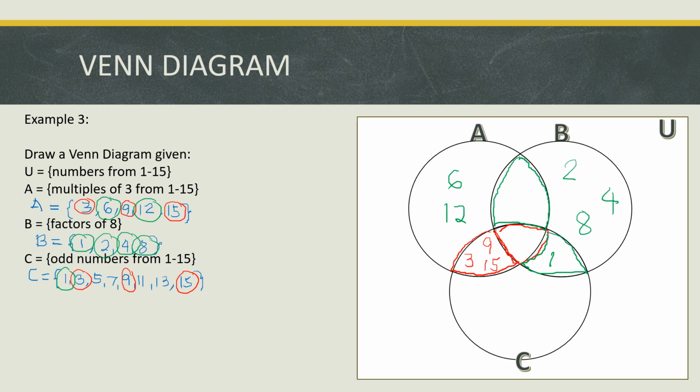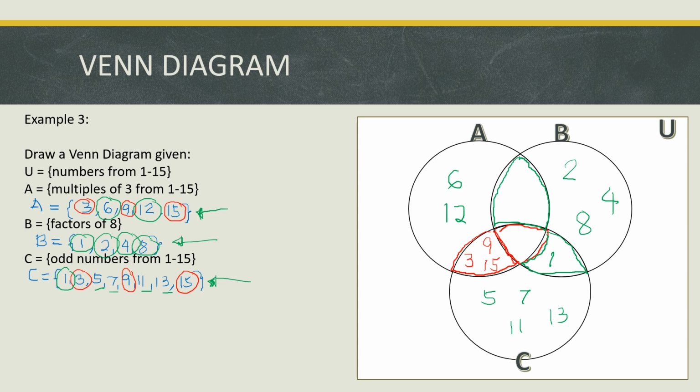And for set C, or for the circle C, the rest of the elements that you can only see on set C are 5, 7, 11, and 13. So these are now the elements that you can see on circle A, and it is on set A. On circle B, it is on set B. And on circle C, it is on set C.